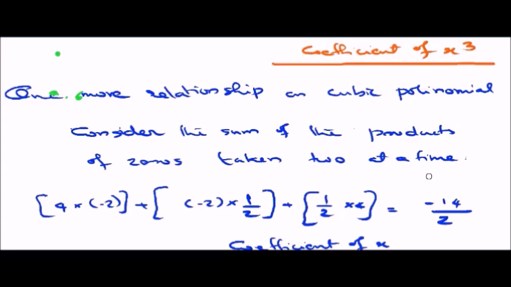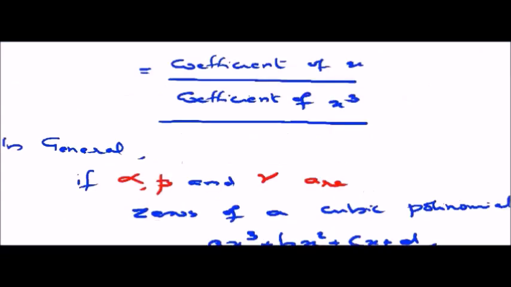Consider the sum of products of zeros taken 2 at a time. That's equal to 4 into minus 2 plus minus 2 into 1 by 2 plus 1 by 2 into 4. That's equal to minus 14 by 2. That is coefficient of x divided by coefficient of x cube.